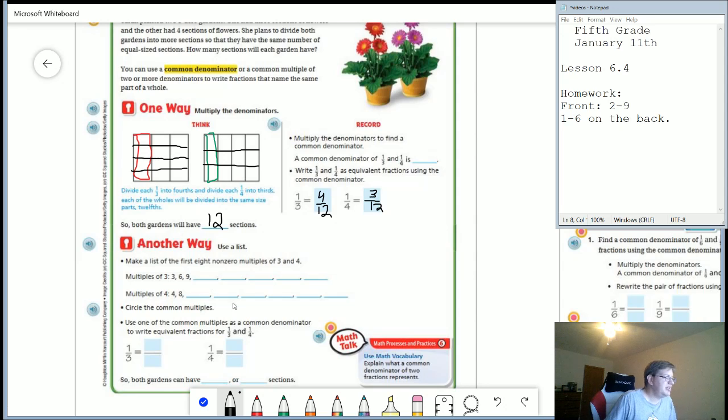So another way we can use a list, so we can count by threes. So 3, 6, 9, 12, 15, 18, 21, and 24. If I work with fours, I'm going to go way past 24. So I get 4, 8, 12, 16, 20, 24, 28, and 32.